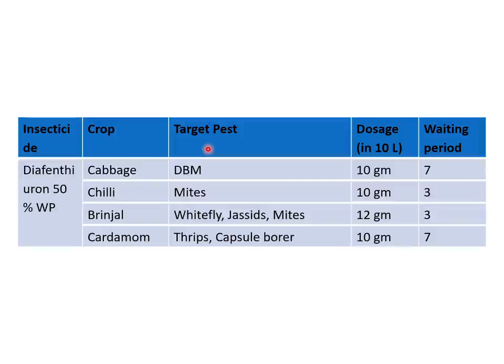See the recommendations. It is effective against lepidopterans as well as mites, and against sucking pests also. It is the only pesticide which has a label claim for cardamom, thrips and capsule borer. We will discuss label claim in the subsequent classes. That means the Central Insecticide Board has approved only one pesticide, diafenthiuron, for use in cardamom against thrips and capsule borer. For all the crops, the dosage is 1 gram per liter.